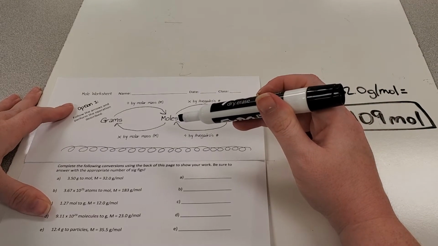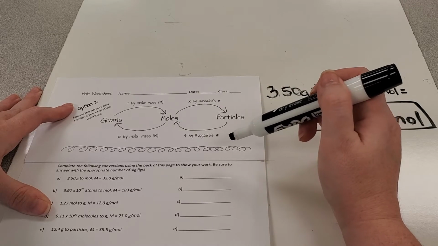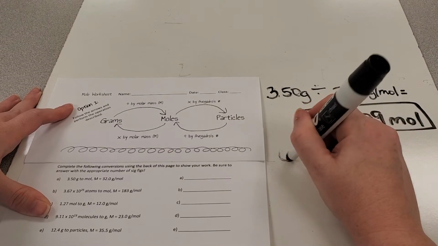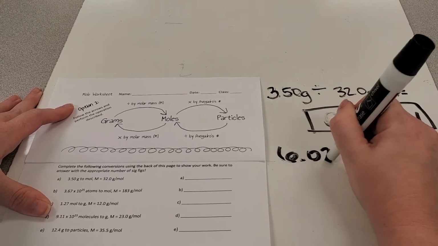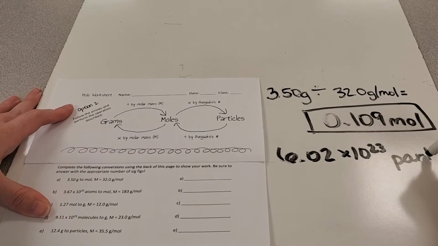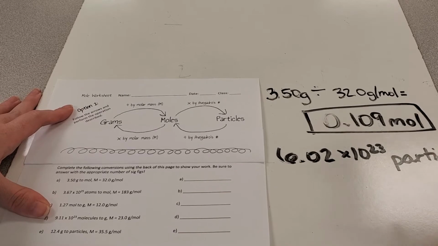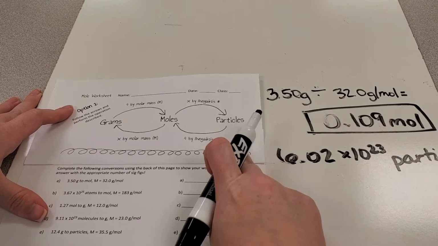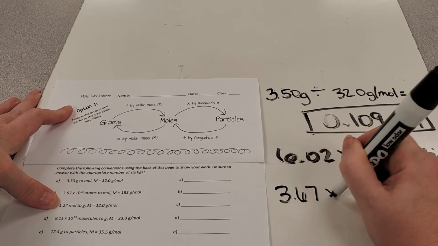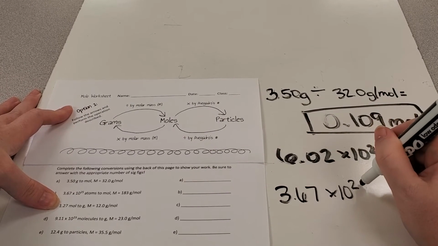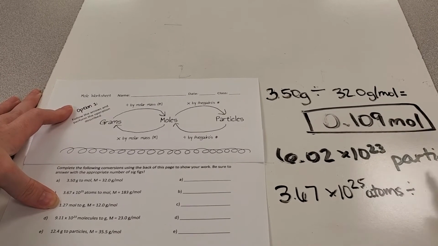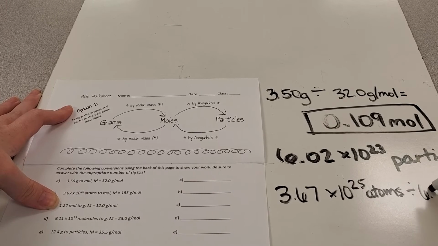So that means I'm going to be using this bottom arrow, which tells me I have to divide by Avogadro's number. Remember, Avogadro's number is equal to 6.02 times 10 to the 23rd particles, and that's for 1 mole of any substance. So we're going to do the same thing. We start with particles. So we take our 3.67 times 10 to the 25 atoms, and we will divide by Avogadro's number.